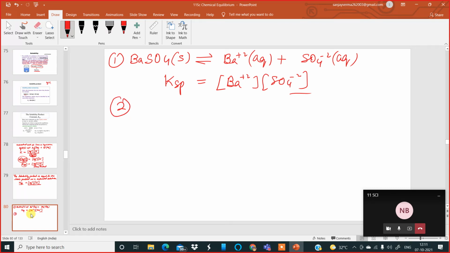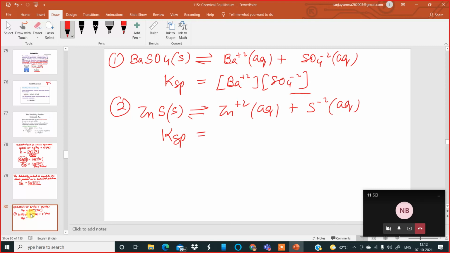The next one is zinc sulfide, which is another sparingly soluble salt. In aqueous solution, it produces zinc ion Zn plus 2 and sulfide ion S minus 2. So the expression for the solubility product is KSP is equal to the product of the concentration of zinc ions Zn plus 2 and sulfide ions concentration.